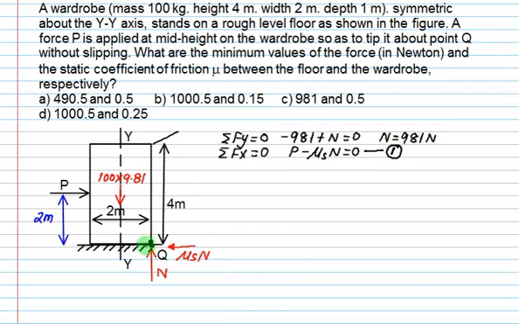Now we'll take the moment about point Q. What is the moment of P about point Q? It is clockwise and the perpendicular distance is 2. What is the moment of weight? 981 is anticlockwise and the perpendicular distance is 1. So moment of force P into 2 minus 981 into 1, these are the only two quantities. Moment of friction force and normal reaction is 0. So the value of P is 490.5.